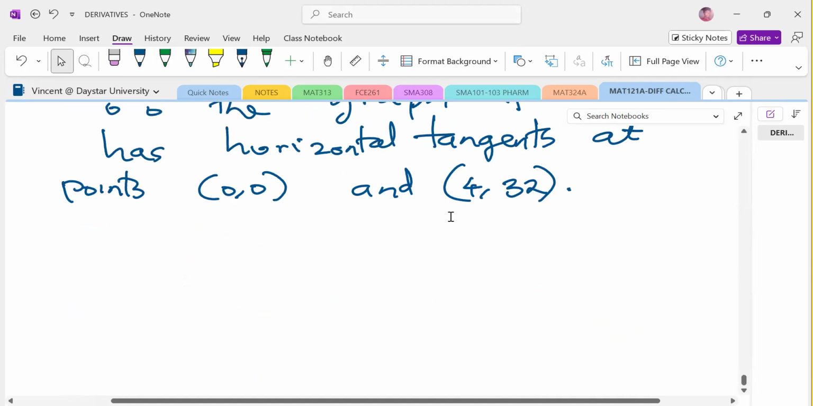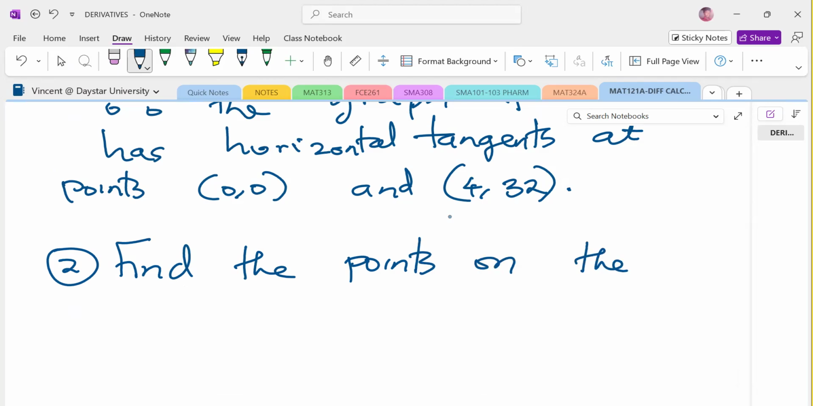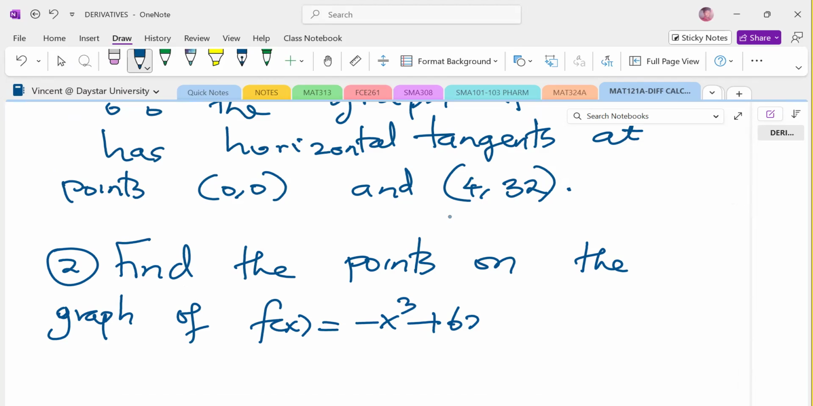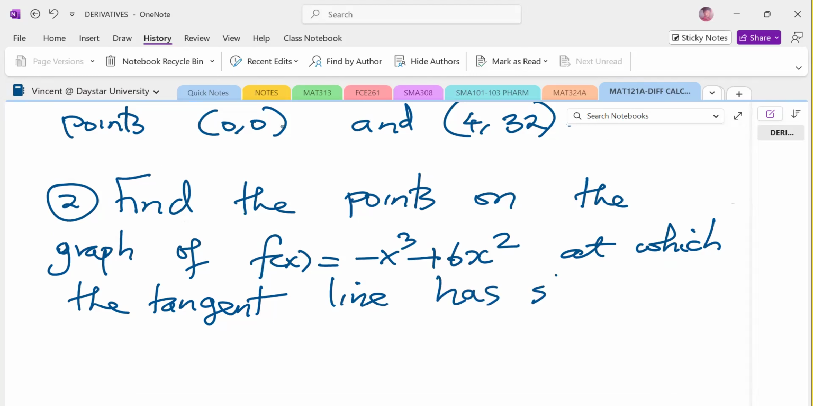Then another example: find the points on the graph of f of x equals minus x cubed plus 6x squared, at which the tangent line has slope 9.